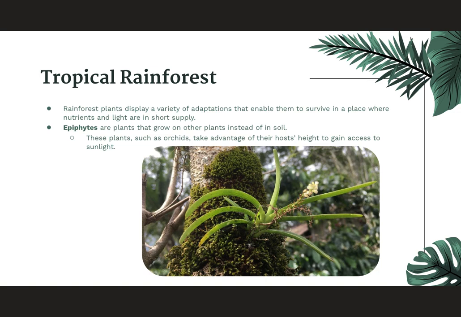All right, so epiphytes are plants that grow on other plants instead of the soil. If you take a note here, look at the picture, this is an example of an epiphyte. This is a plant that is growing out of another plant. These plants, such as orchids, take advantage of their host's height to gain access to the sunlight.